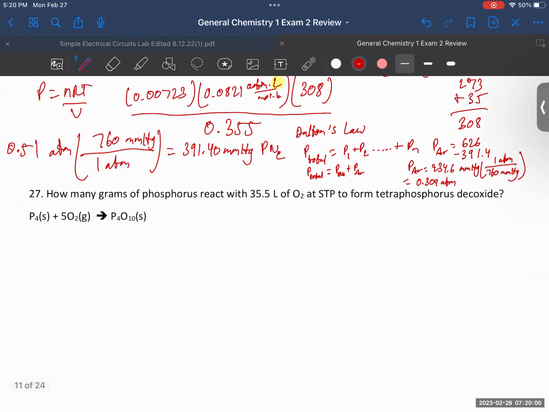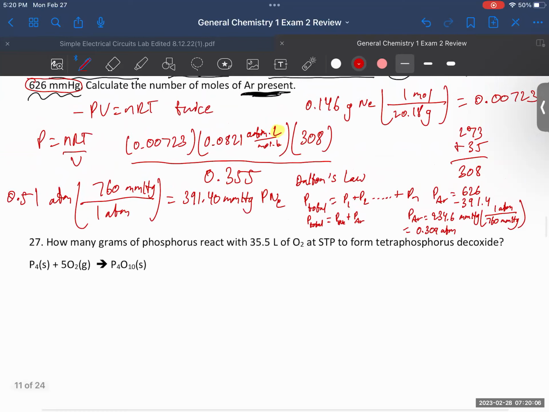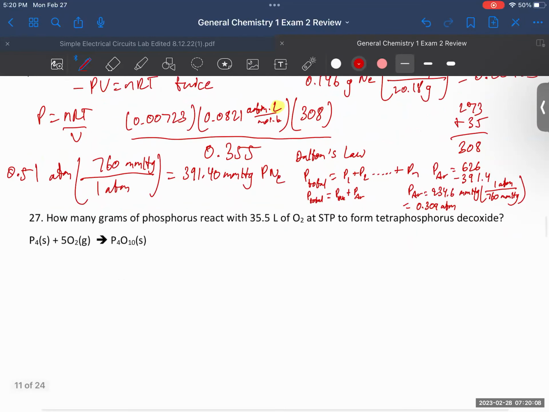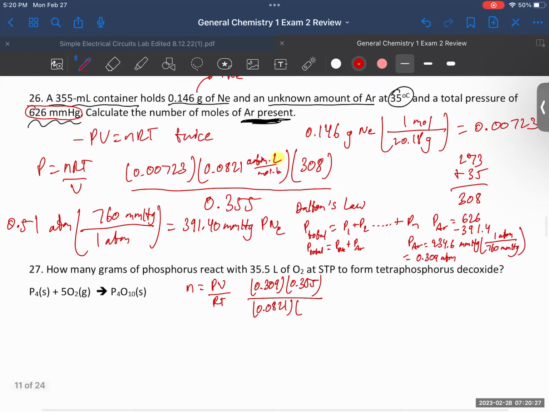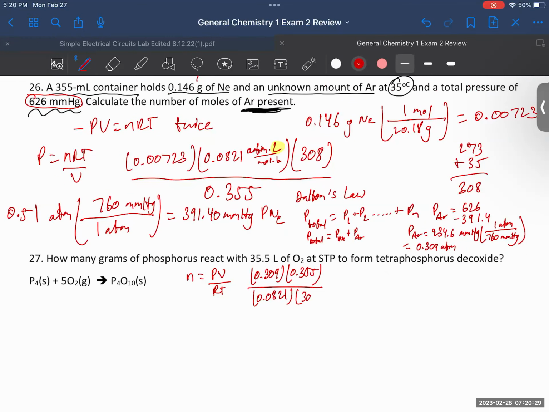So we're going to use the next problem here. All right, this is where the double sub method comes in. So we're going to use our PV equals nRT again to get the moles of argon present. So we know that moles, by rearranging the equation, is equal to PV over RT. So the pressure 0.309, volume stays the same 0.355, and then R 0.0821 also stays the same, and same with our temperature, also stays the same 308.